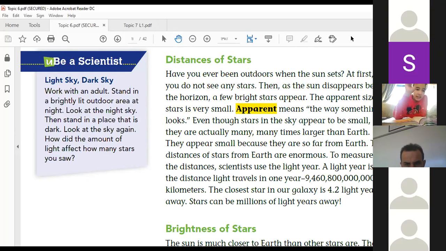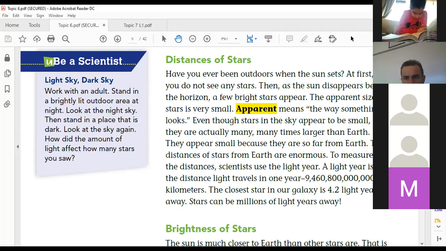Because they're far away from us. They are very, very far from us. The same, because they are far away from us. Because they are very far away. They are in other galaxies.